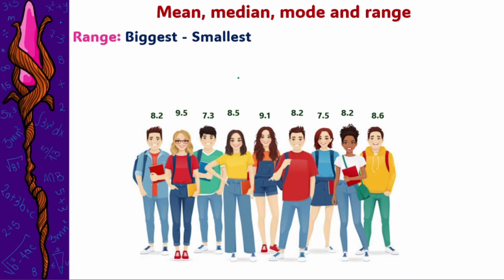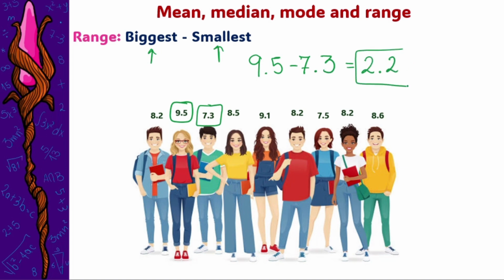Now let's talk about the range. The range is actually not an average measure because it's not telling us about the value that it takes, but it's going to tell us how variable they are because it's the difference between the biggest one and the smallest one. So in this case, we just need to choose the biggest one possible and the smallest one possible and find the difference between them. So in this case, it's 9.5 minus 7.3. That is going to be 2.2. So that is telling us that the biggest difference between two students is 2.2.